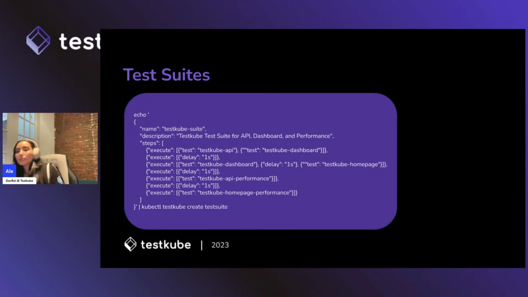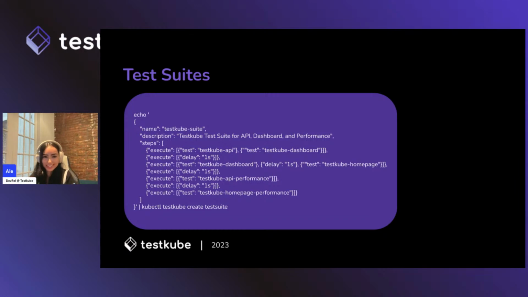Test suites are pretty much just the orchestration of different test steps. This can be done sequentially, serially, or in parallel, which is the feature that I want to show you today. In TestCube, this is defined as a JSON. As we can see over here, in each step you can define either one or multiple steps. You can also add delays or other things.